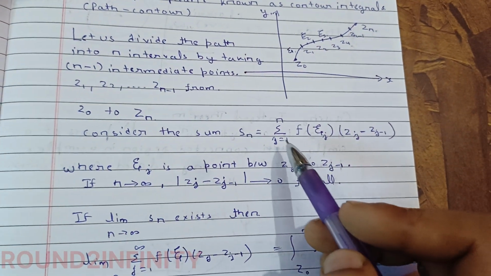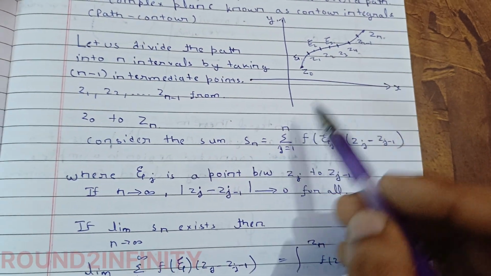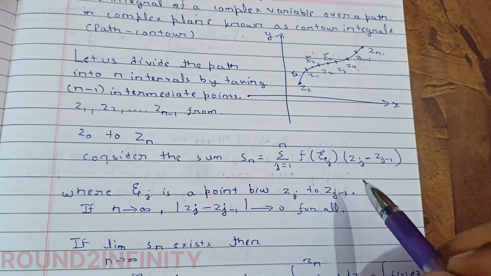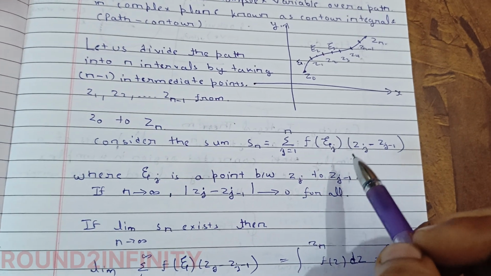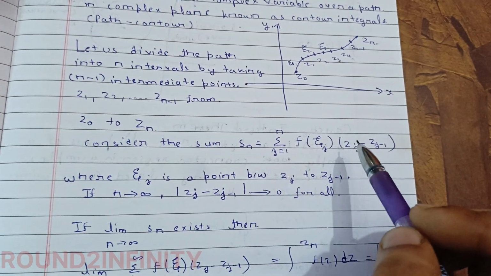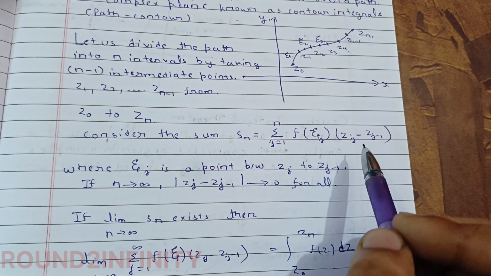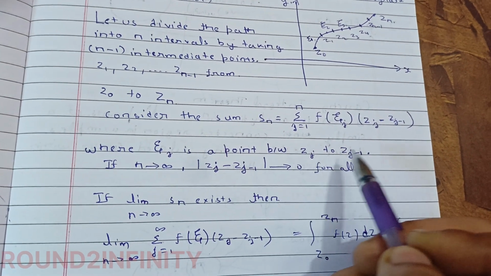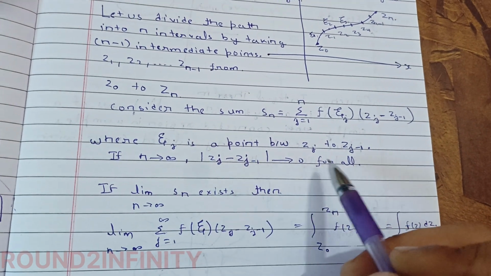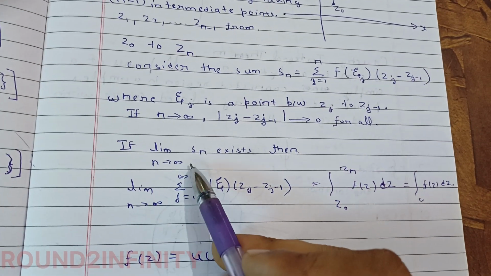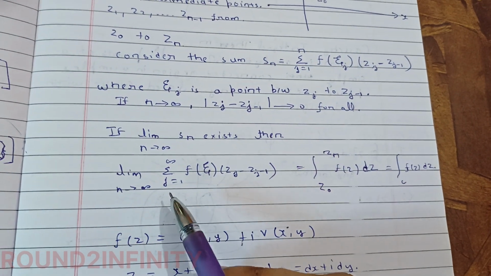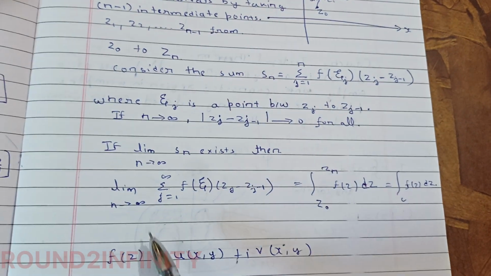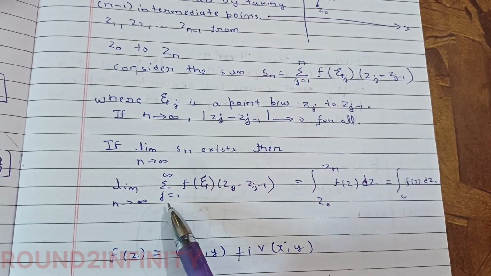Now if n tends to infinity, this difference between z2 and z1 or any consecutive points becomes very small, so we write it as dz. When n tends to infinity, this difference tends to 0 for all j, where Ej is the point between zj and z(j minus 1). If the limit of Sn as n tends to infinity exists, then we can write it as follows.